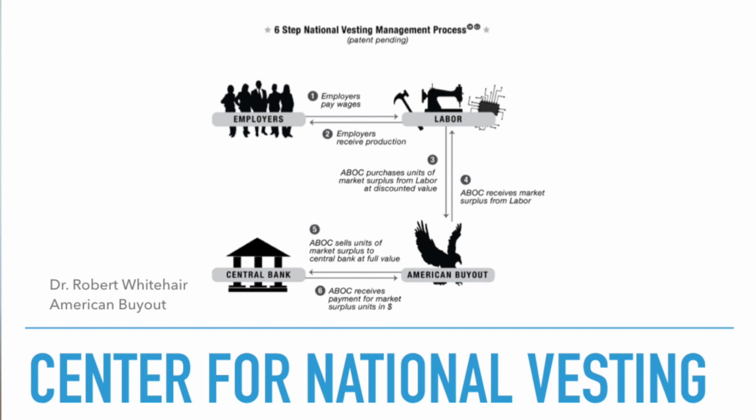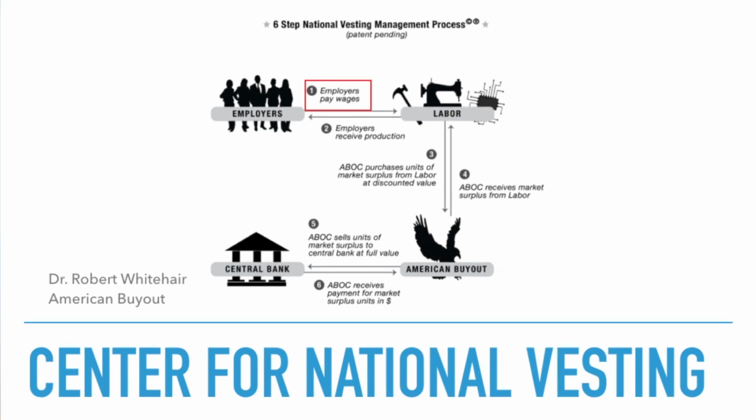So in the diagram, you'll see in step 1 that employers pay their employees exactly as they do in a conventional economy, just paying them wages as shown in the diagram, subject to a minimum of $7.25 per hour. In step 2, the employer receives the goods or services produced by their employees. These goods and services can then be sold in a conventional market economy.